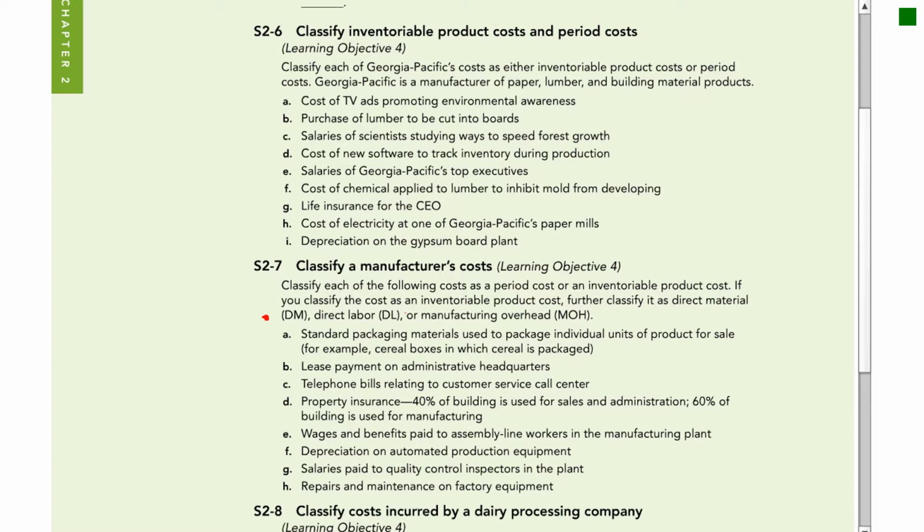Let's take a look. Standard packaging materials used to package individual units of products for sale, for example, cereal boxes in which the cereal is packaged. Well, guys, this is part of the product. You need that box before you can actually give it to a customer. So this would be a product cost. I'm just going to write over here product cost for letter A, and most likely would be a direct material. That's pretty easily traced to the product. Part B, lease payment on, notice it says administrative headquarters, and I mentioned earlier anything admin related is typically period, so you're going to say that is a period cost on Part B.